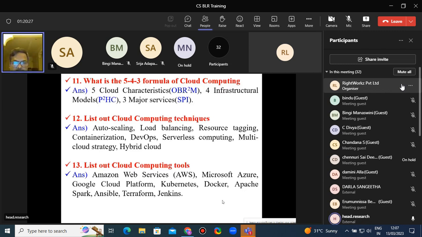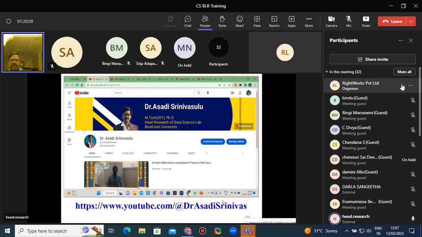List out cloud computing techniques: auto scaling, load balancing, resource tagging, containerization, DevOps, serverless computing, multi-cloud strategy, hybrid cloud. List out cloud computing tools: Amazon Web Services, Microsoft Azure, Google Cloud Platform, Kubernetes, Docker, Apache Spark, Ansible, Terraform, Jenkins, etc. So with this one I am closing my session.